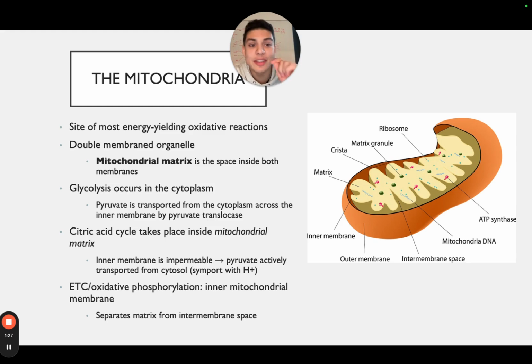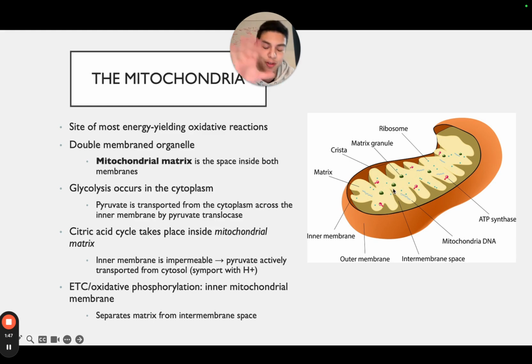So the pyruvate doesn't just freely diffuse through because the inner membrane is not permeable to any solutes. It's impermeable. So the pyruvate has to go through a protein channel, a translocator, and the way it does so is through this symport with protons. You can just call it like a pyruvate symport. And essentially a pyruvate will go into the matrix along with a proton as well.